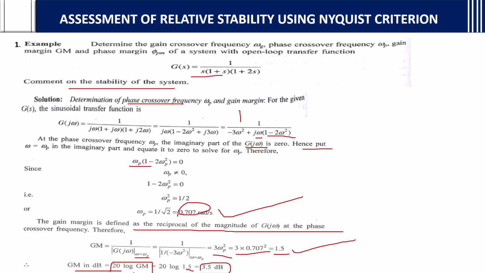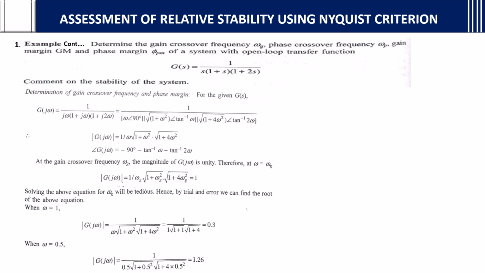Okay, set the imaginary part equal to 0 for omega p. Then comes the determination of the gain crossover frequency and phase margin. In the same way we convert and get G of j omega, which is 1 by j omega into (1 plus j omega) into (1 plus 2 j omega).